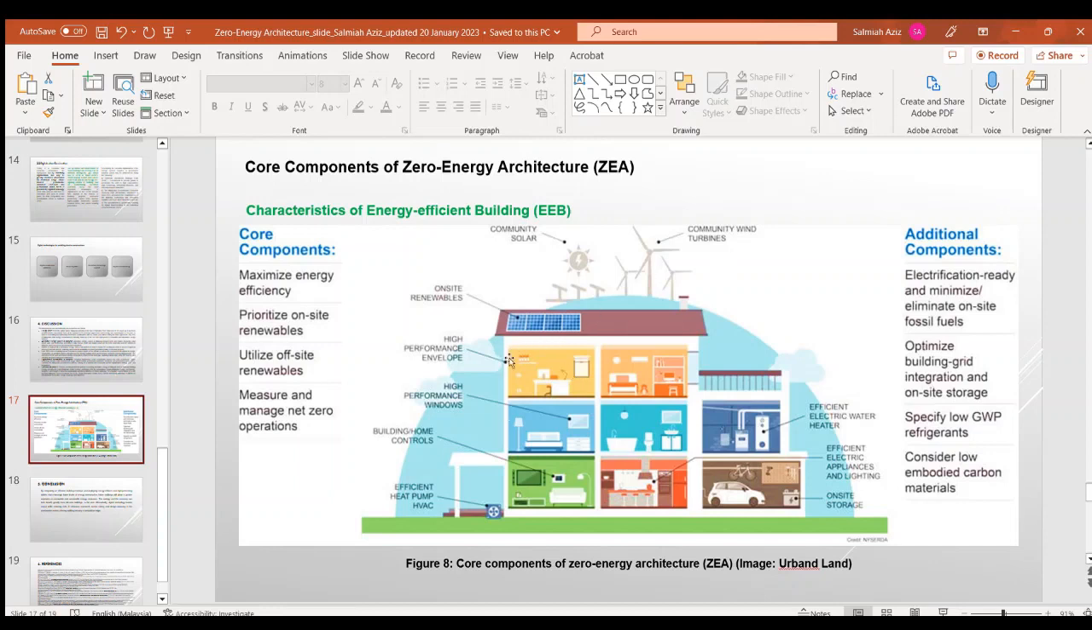So using high performance building envelopes, usually used for the columns and also for the walls. High performance windows, so you use glass and other building materials which are eco-friendly. Building home controls as well. So this is more like a smart system in the building. Efficient heat pump, HVAC for the air conditioning, and also efficient electric water heater, efficient electric appliances and lighting, and also on-site storage. So this refers to electricity storage.